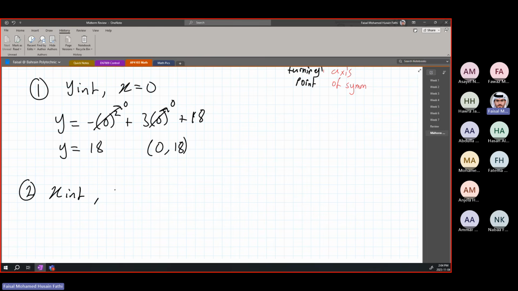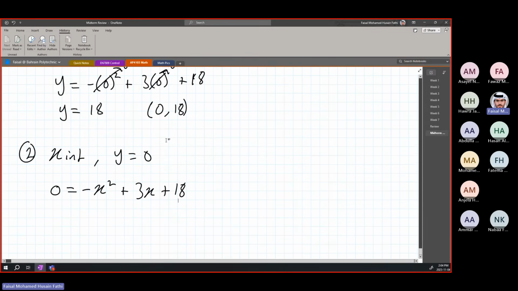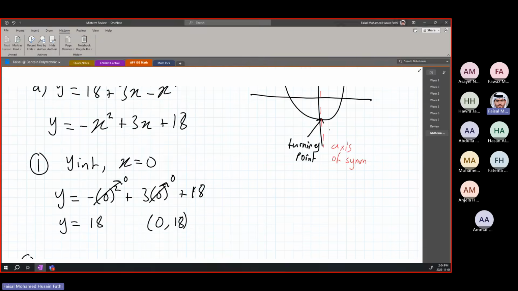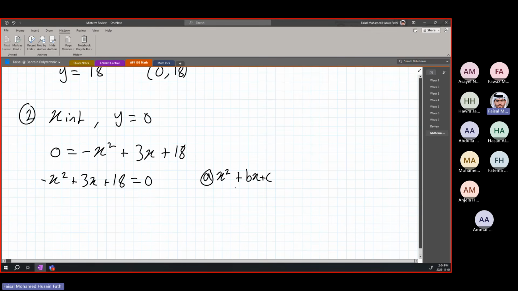x-intercept. When y is equal to 0. So 0 is equal to minus x squared plus 3x plus 18. Just this equation, but y is equal to 0. I'm going to rewrite it so that the 0 is on the right side: minus x squared plus 3x plus 18 is equal to 0. This is in the form ax squared plus bx plus c. Remember when I said A is positive or A is negative? This is the A I'm talking about, the value here. So in this case, our A is equal to minus 1, our B is equal to 3, and our C is equal to 18.